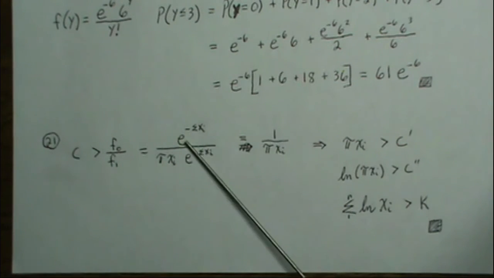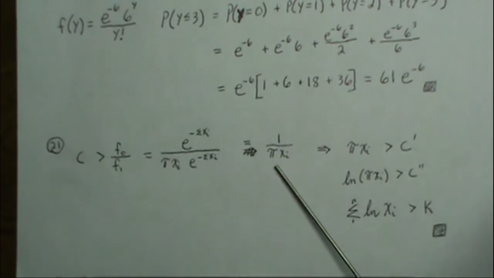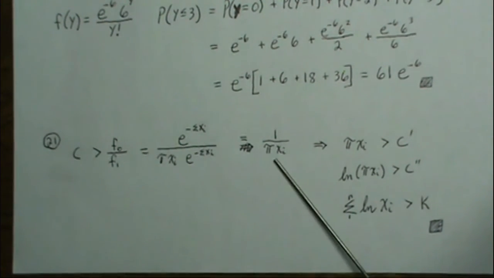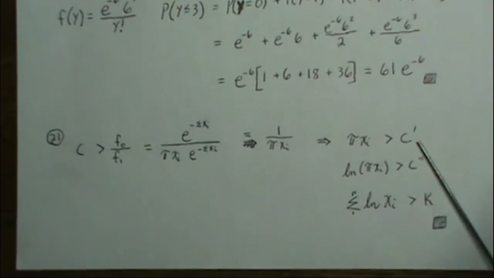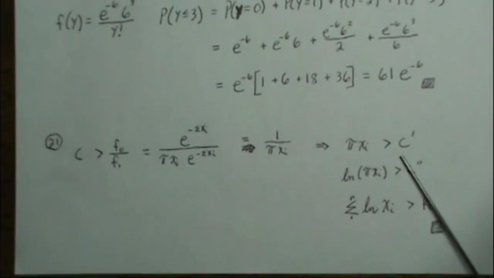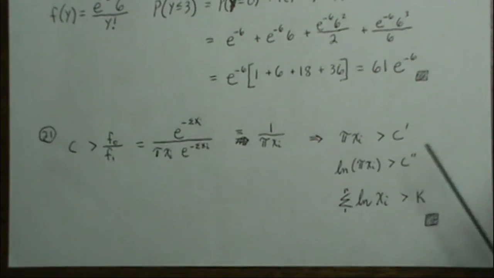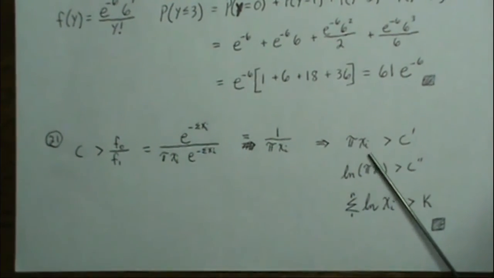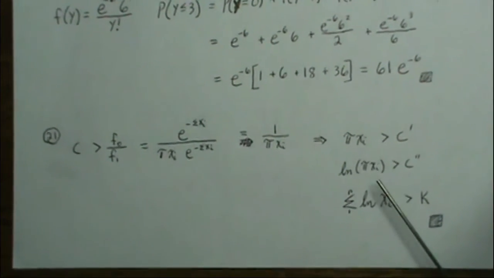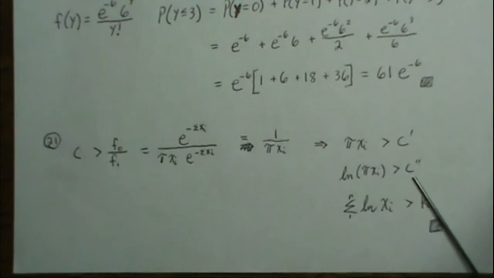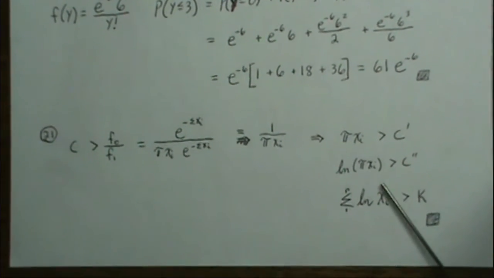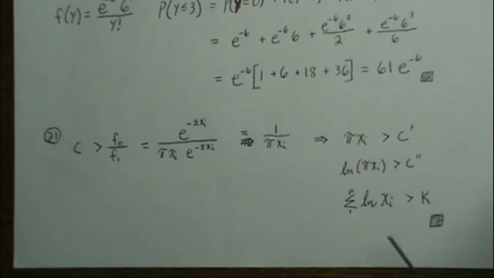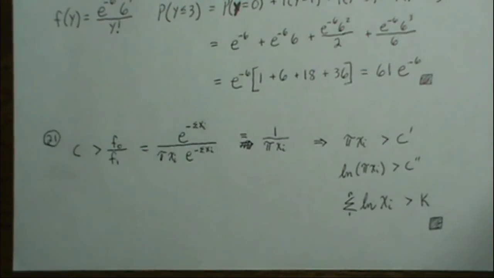And then those cancel, leaving only 1 over the product of the xi's. Well, if we take this and multiply it up, and then take the c and multiply it down, we get this for some constant c. Or you could say 1 over c, but we'll just call it c prime. Then this is the answer, but it doesn't match any of the answers given, so we have to trick it to be one of the values. So if we take the log of both sides, and then the log of a product is the sum of the logs, so that is this, and then that matches one of the answers.